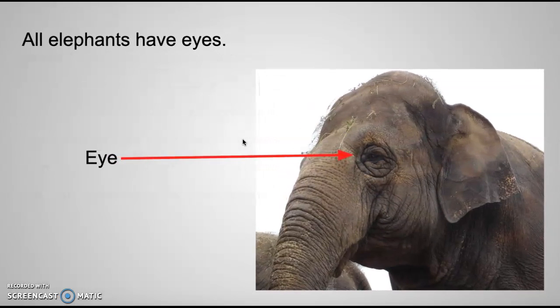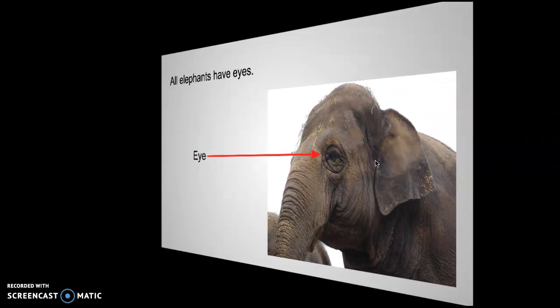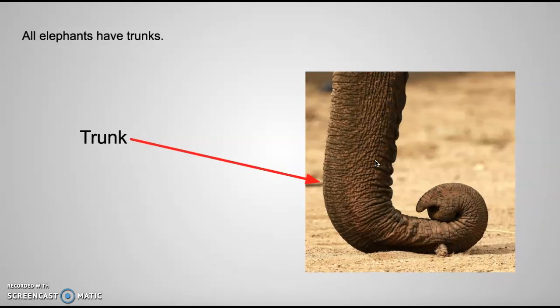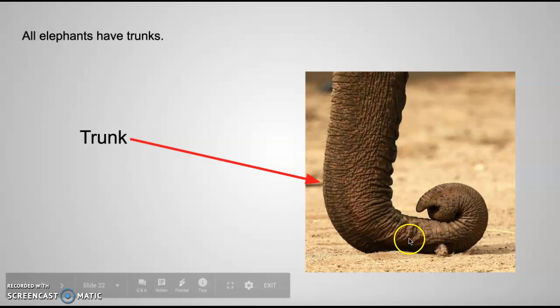All elephants have eyes. Elephants have poor eyesight, which means they can't see very well. Here we see the eye of this elephant. All elephants have trunks. Elephants use their trunks for grasping, breathing, feeding, dusting, smelling, drinking, and lifting. Wow, they can do a lot with their trunks. Here is the trunk of an elephant.